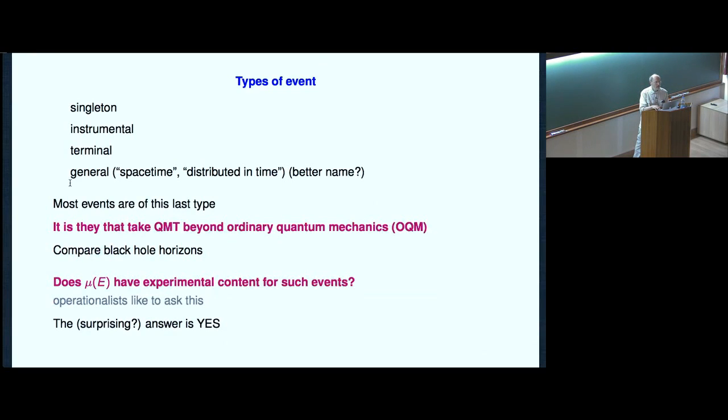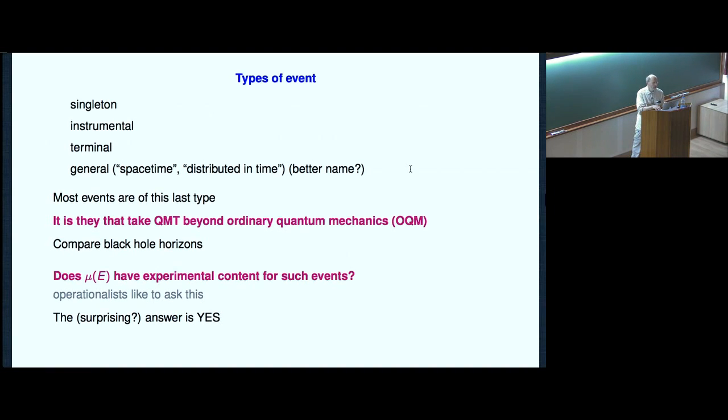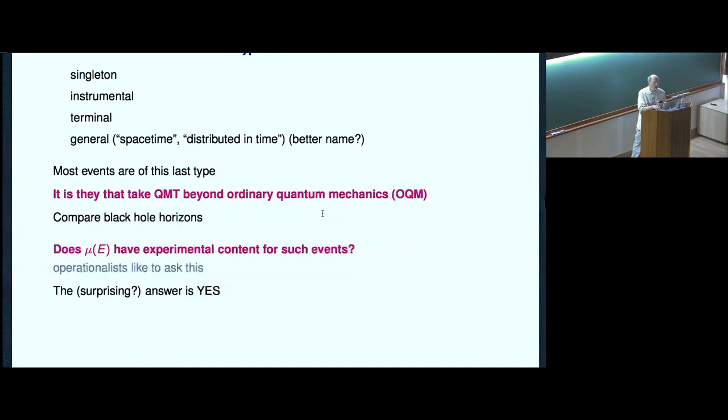Now there's all the rest of the events, which is by far the majority. Almost no set of histories can be fit into any of this. A general set of histories describes an event that's distributed in time. It's a spacetime event, a globally defined event. I'm on the lookout for any better name, so if anyone has a suggestion, please tell me. As I said, most events are of this last type, and it's these that take quantum measure theory beyond ordinary quantum mechanics, because it assigns a measure to every event.